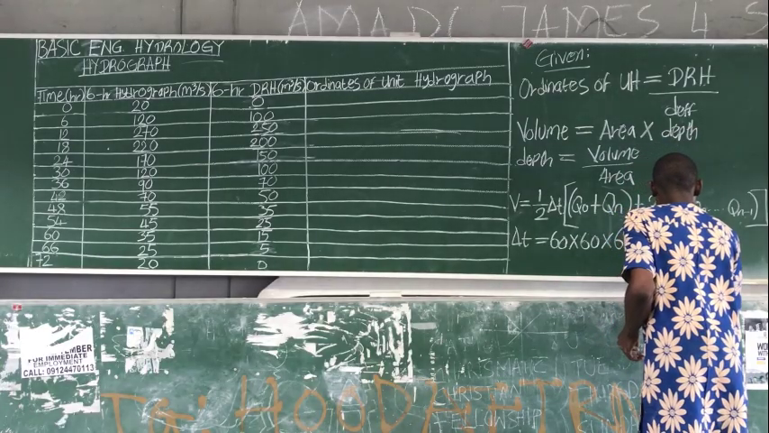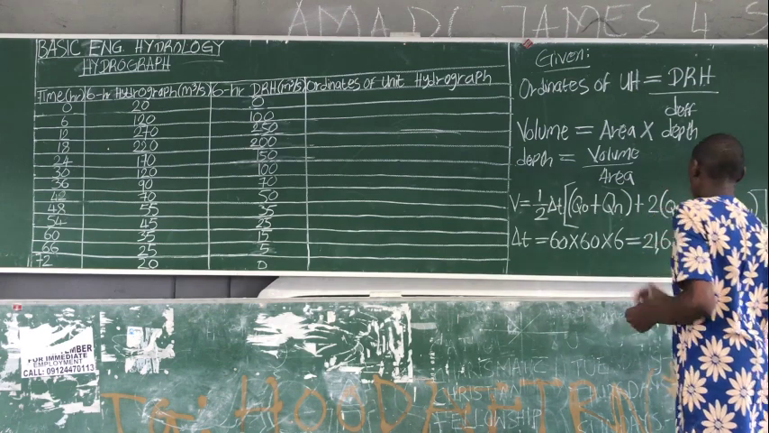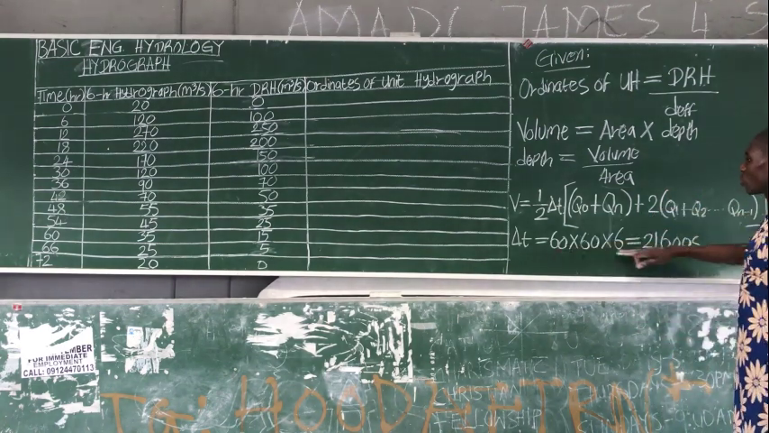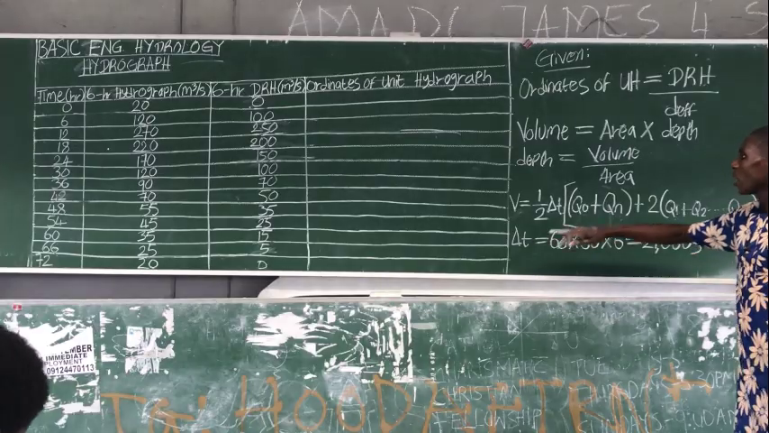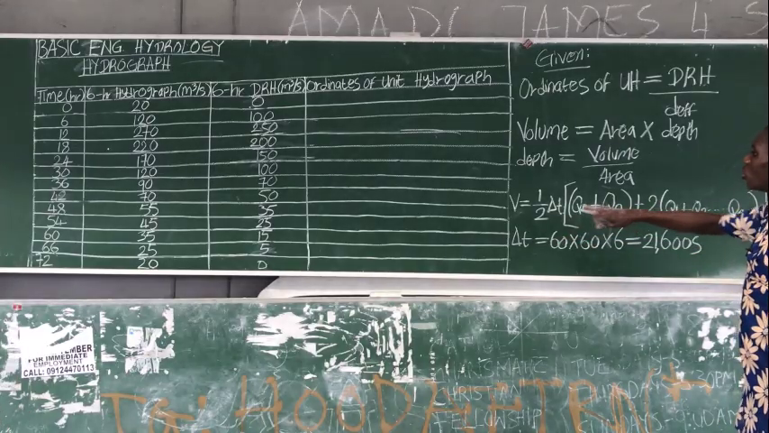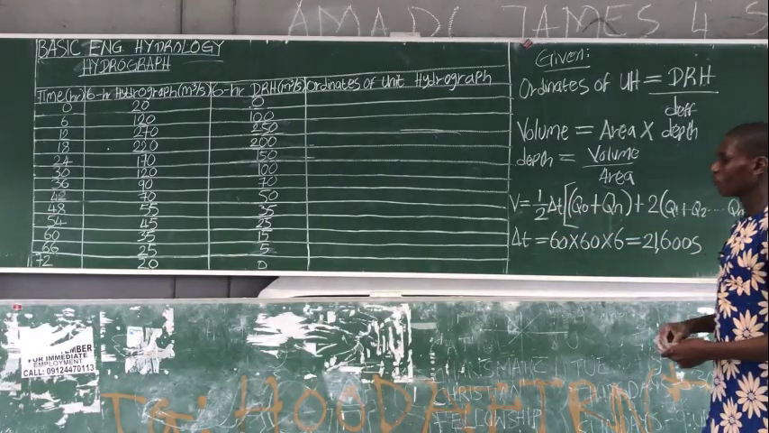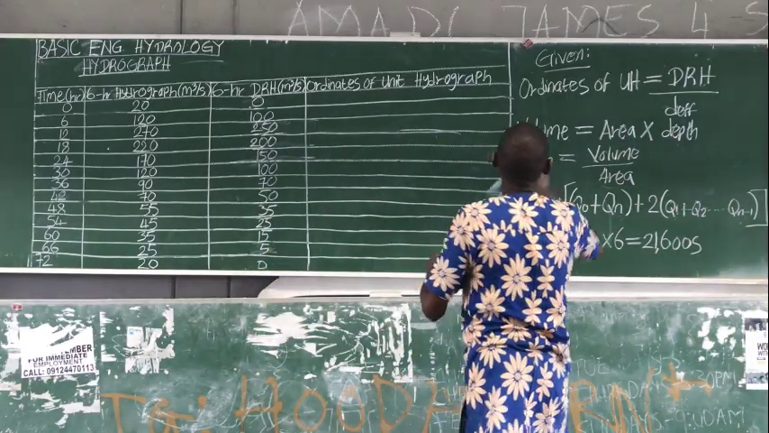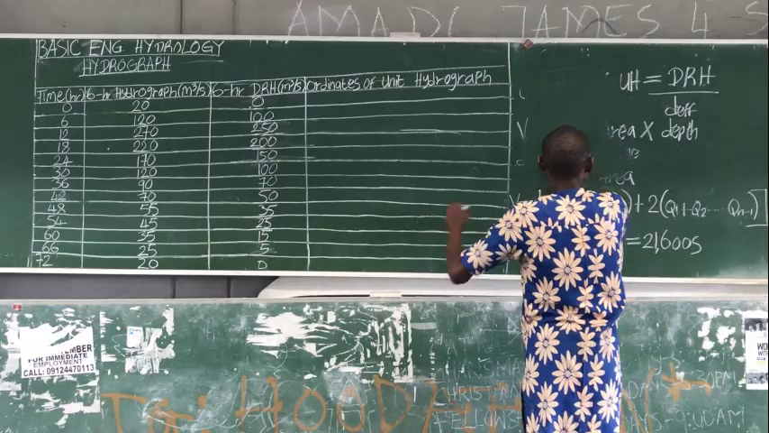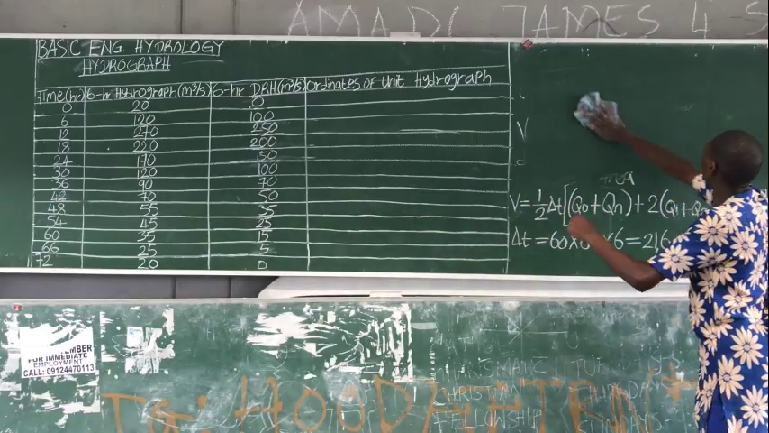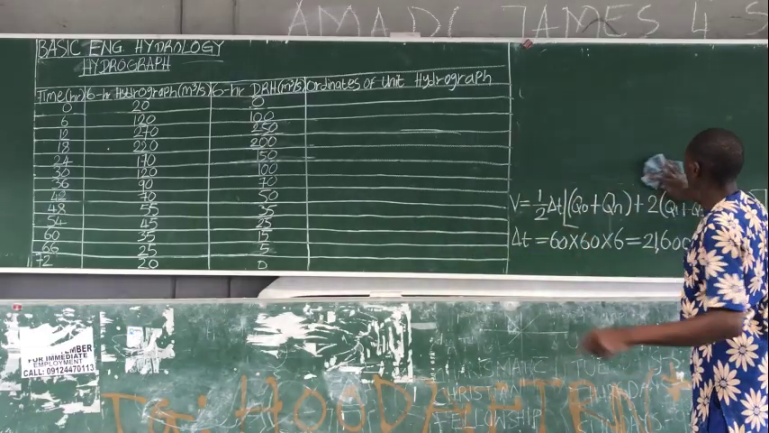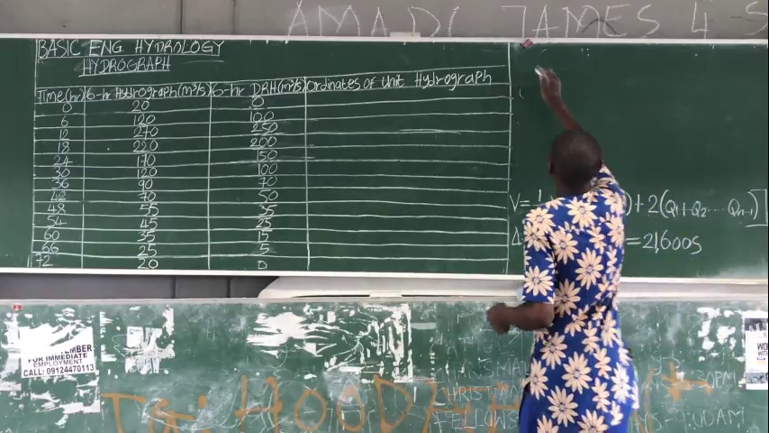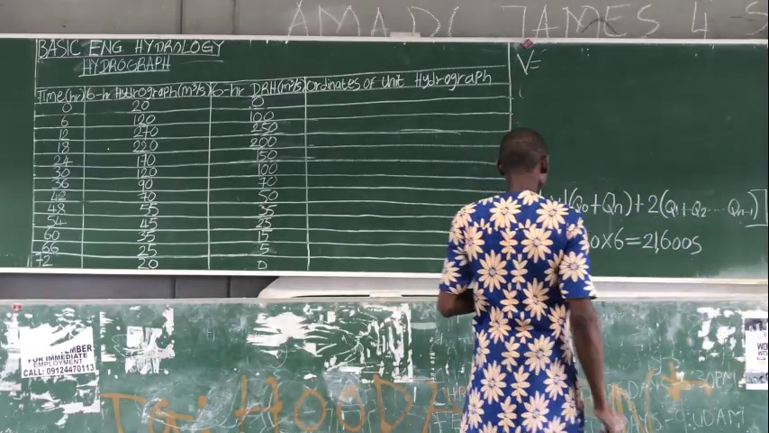So this is 21,600 seconds. Okay, so we have gotten our time. So what we do is simply substitute the value of our time and our discharge into the equation to get our volume.